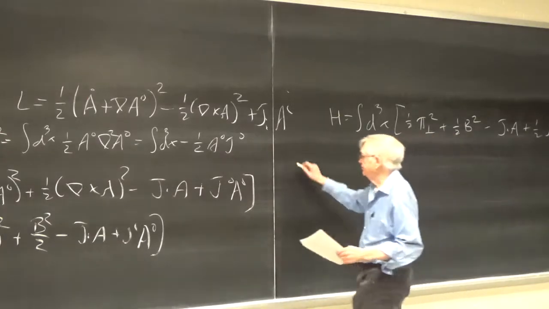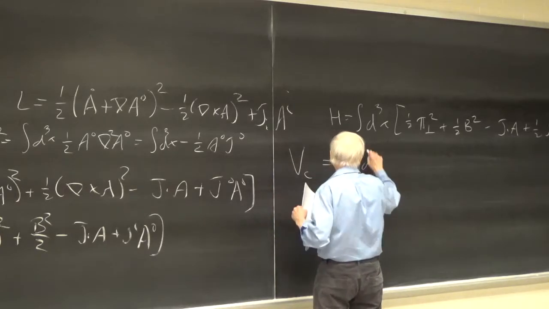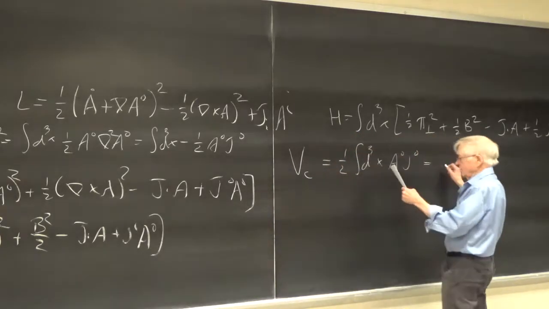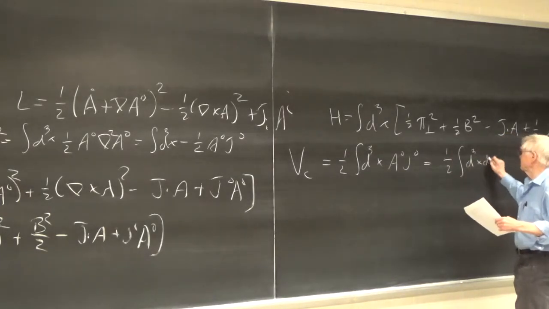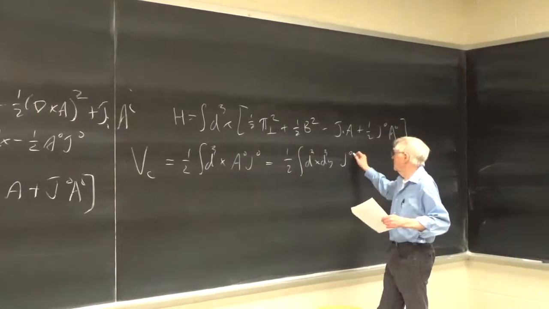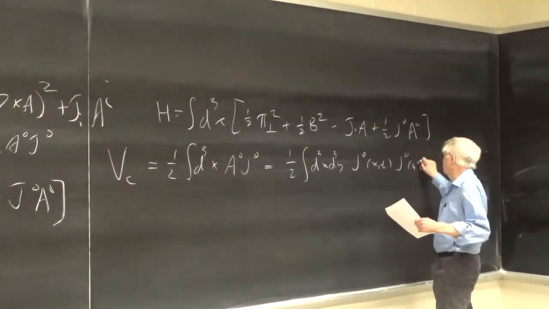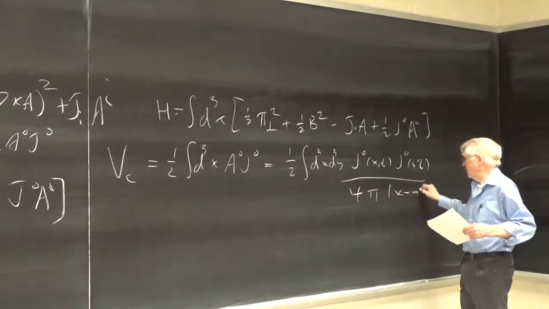And so V_C is a half integral d cubed x A0 J0, which is also written as a half integral d cubed x d cubed y, J0(x,t) J0(y,t) over 4 pi |x minus y|.